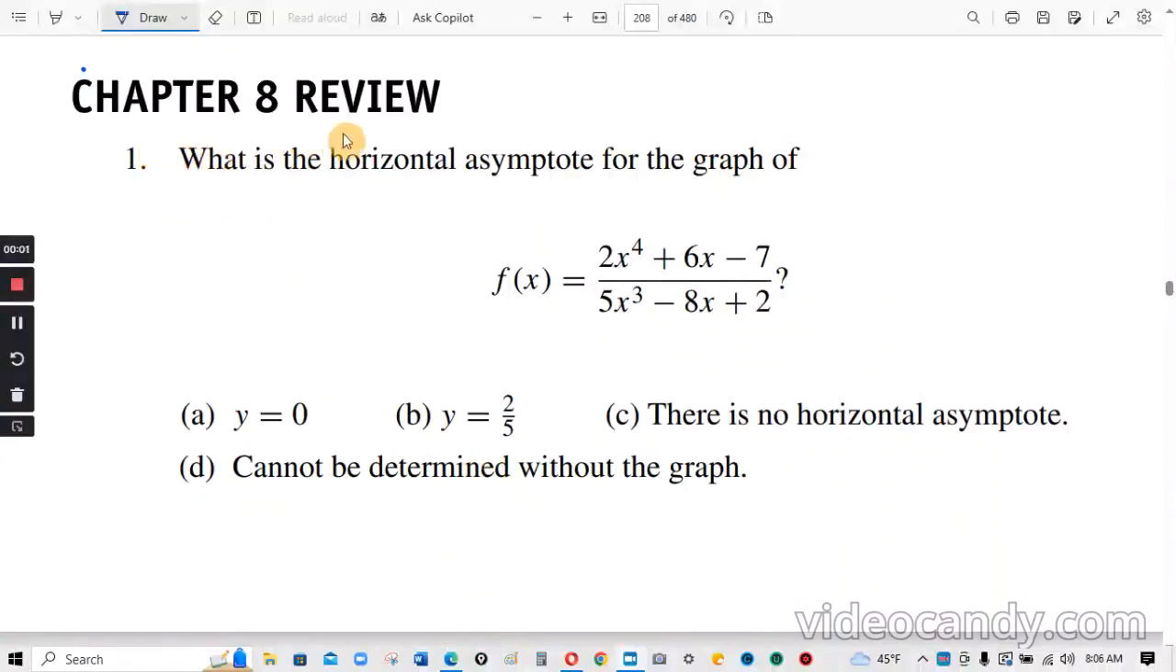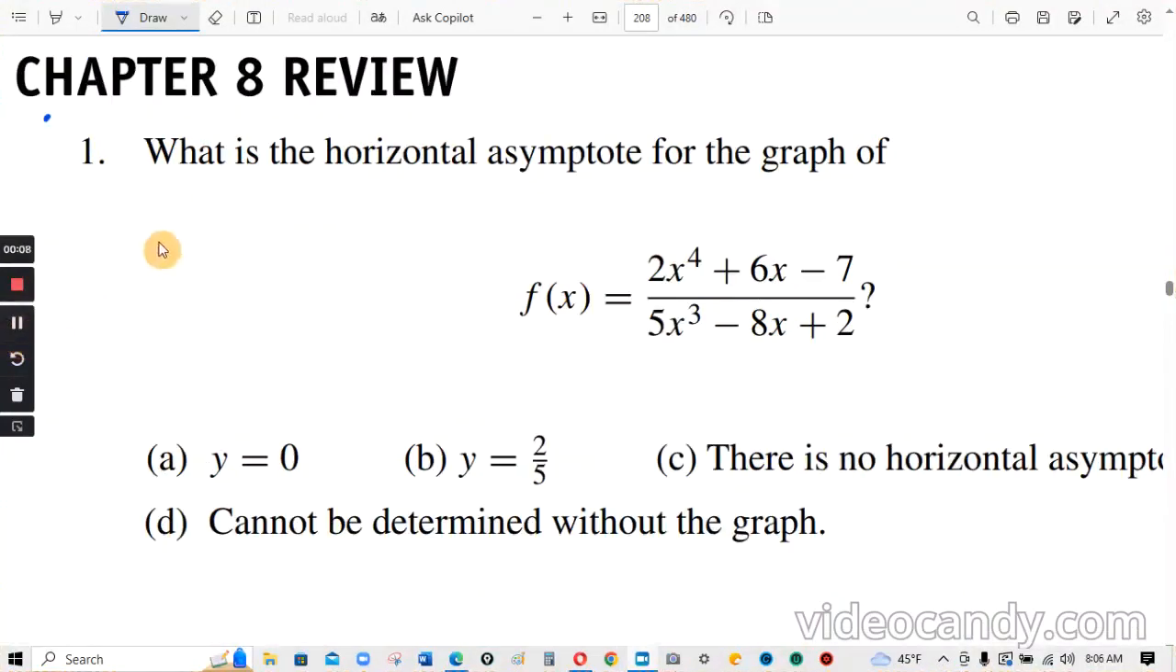All right, Chapter 8, review test. This is for the rational functions chapter. Number 1, what is the horizontal asymptote for this function right here?